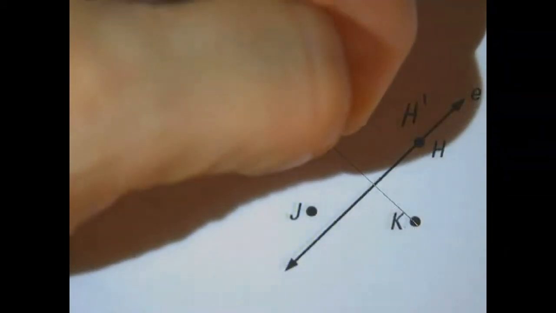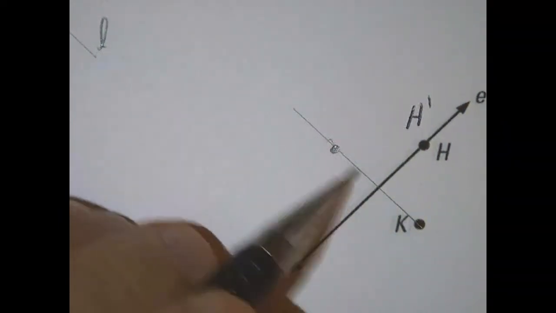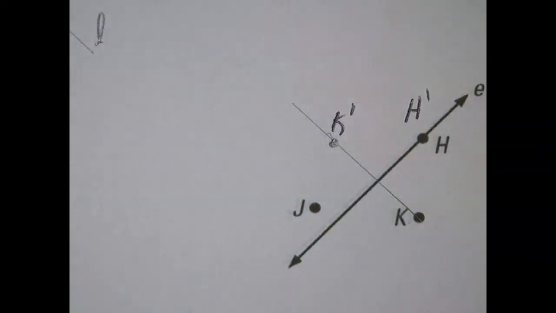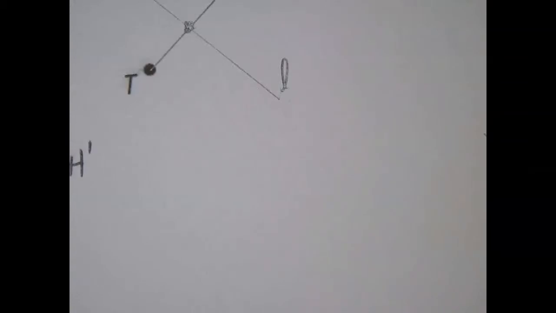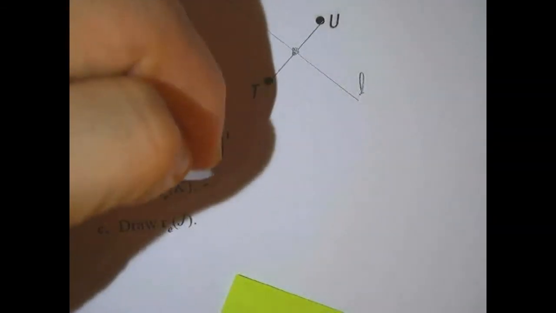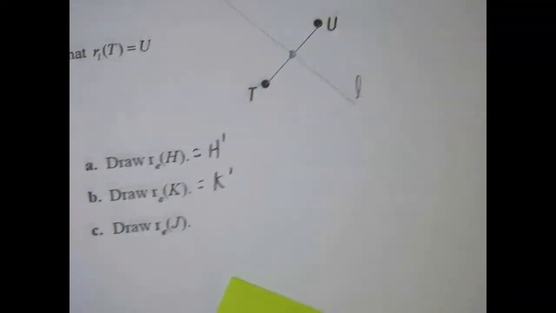Now I just measured the same distance from this point to the line, but on the other side. So this is now my reflection. There's my K prime, and it's pretty close to as good as you can get with the tools that we have. So this is going to be called K prime.